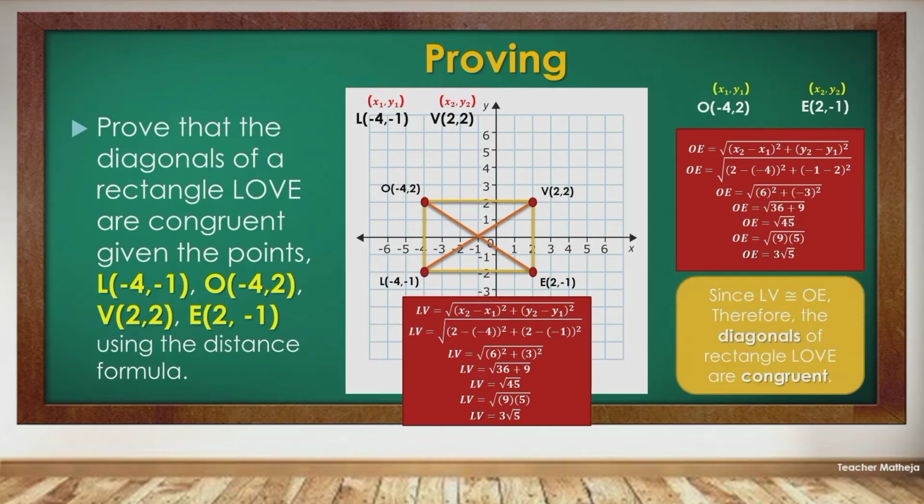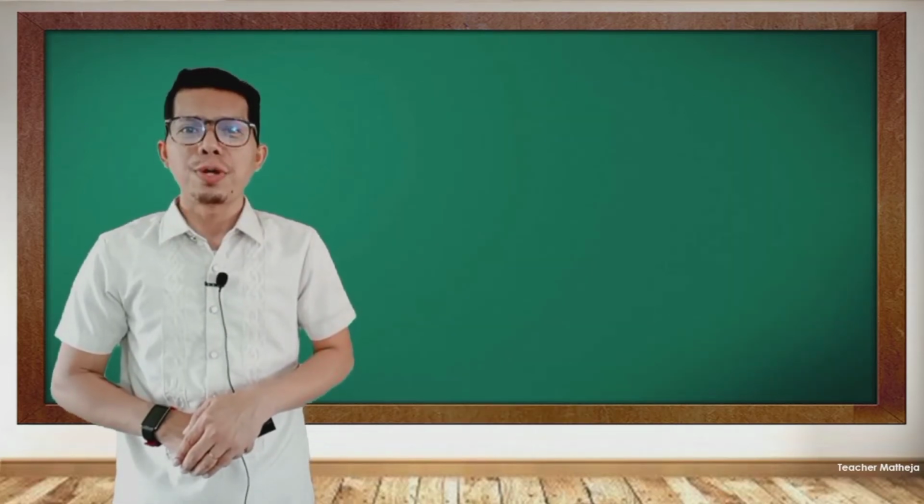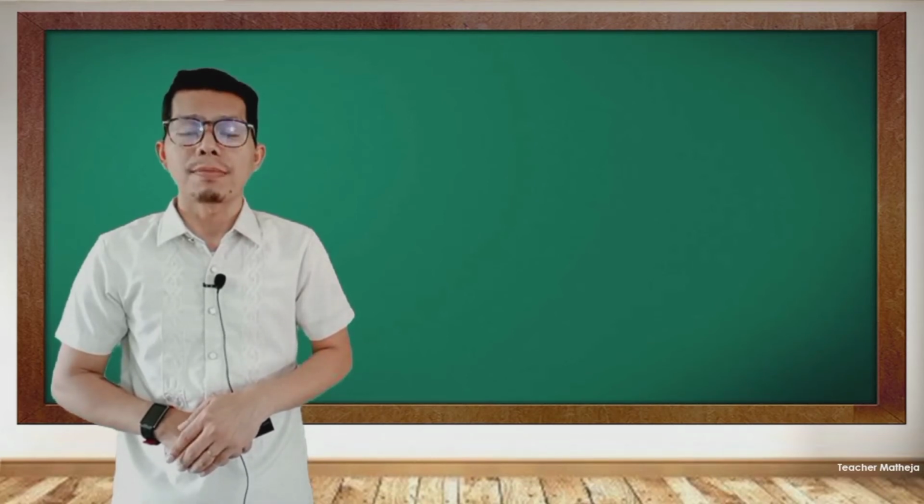Since diagonal LV is congruent to diagonal OE, then therefore the diagonals of rectangle LOVE are congruent. Okay, so that is how we use the distance formula in proving some geometric properties. Alright, so now you know how to use the distance formula in proving some geometric properties.